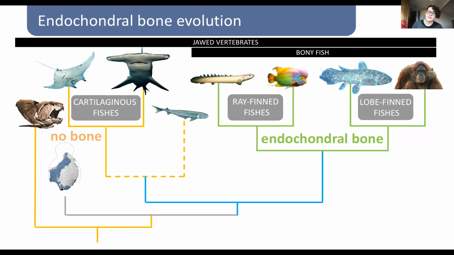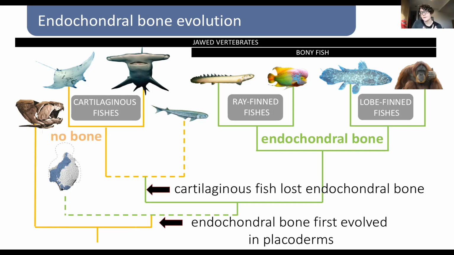So rather than cartilage being primitive and endochondral bone only evolving in bony fishes, it looks very much like endochondral bone evolved a lot earlier than we previously thought. This again indicates that cartilaginous fishes, rather than being primitive for not having bone, are actually really specialized because they've secondarily lost it. So not only have cartilaginous fish lost dermal bone, they've also secondarily lost their endochondral bone.